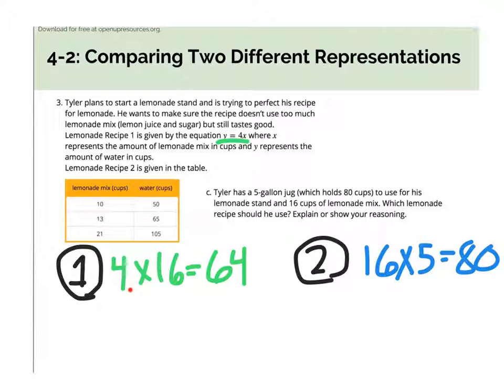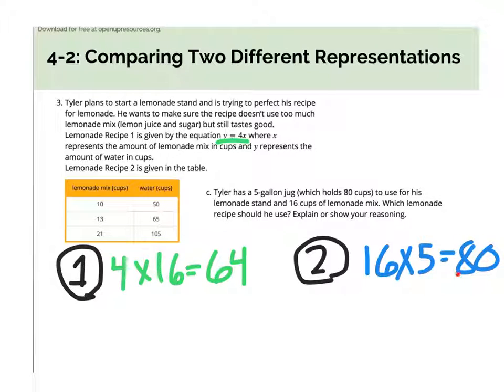I've written down our rates with the amount of water needed for 16 cups like we found in part A. So for the first recipe, y equals 4x, we had 4 times 16 cups to get 64 cups of water. Our second situation, the table, recipe 2, we found that extra value 16 times the rate of 5 is equal to 80. Oh, well, that's that 80 that we want, 80 cups. But wait a second, is it really?